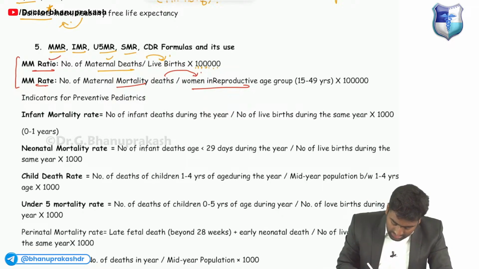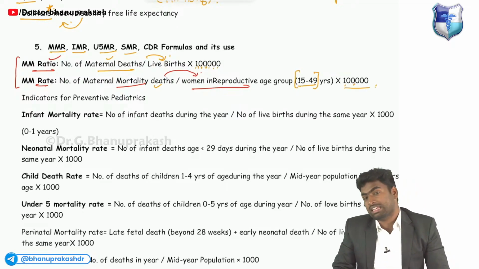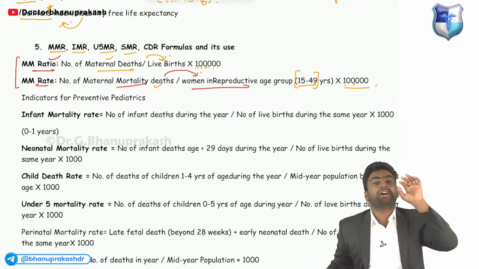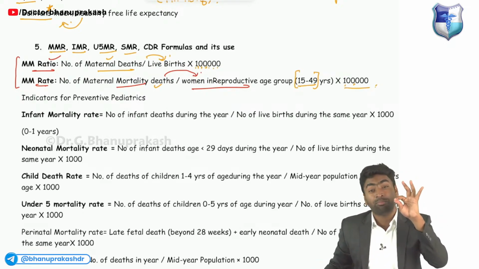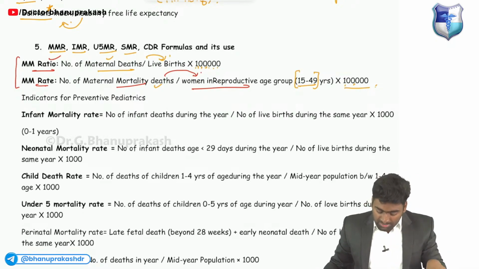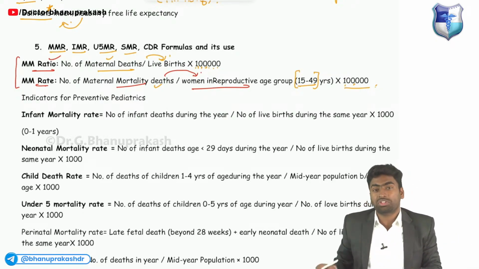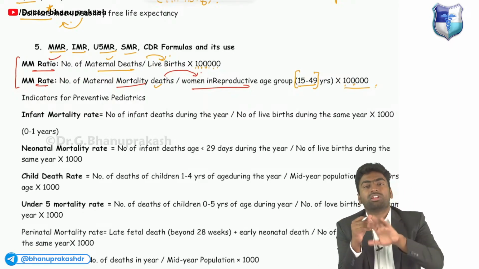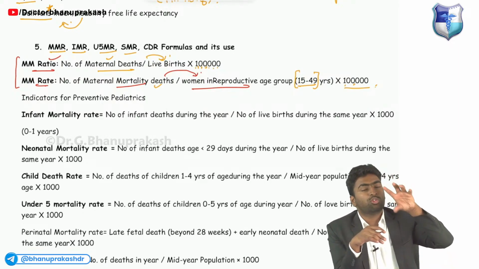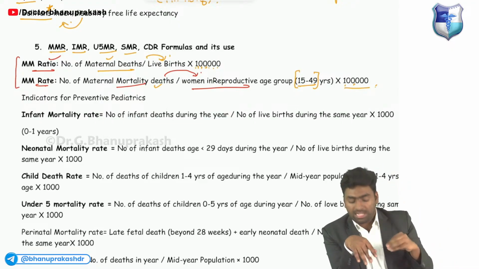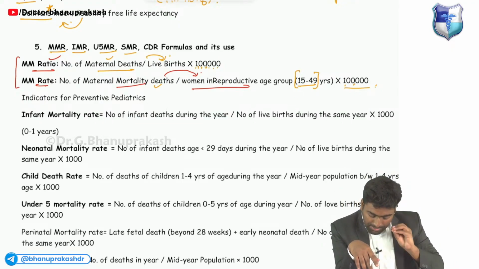Whereas the maternal mortality rate is the number of deaths in women of reproductive age, which is 15 to 49, per the same 1 lakh. So remember, the maternal mortality ratio is maternal deaths per live birth, whereas here it is women in the reproductive age. Only women in the reproductive age will get pregnant, right? So the numerator is a part of the denominator. That is the maternal mortality rate.